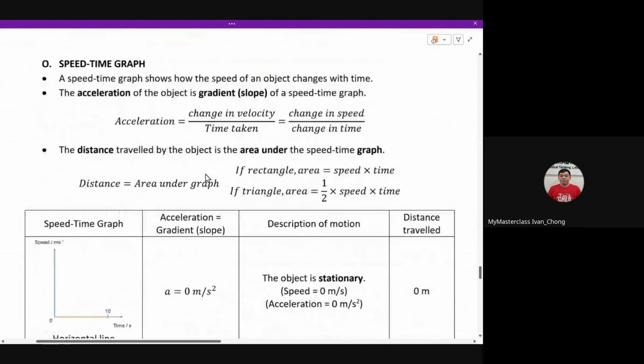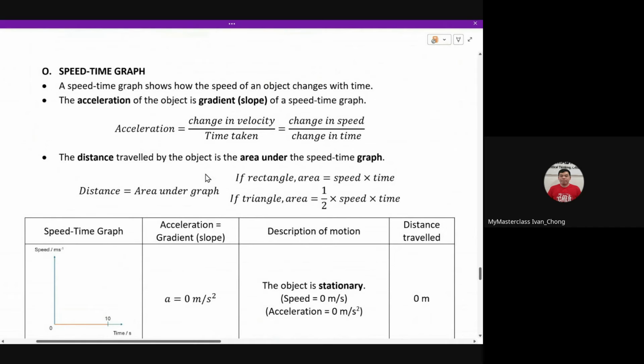Now, a speed time graph is very, very similar. It's basically as time changes, how does my speed change? How do I accelerate? How do I decelerate? Am I moving faster? Am I moving at constant speed? And whatnot, all right?